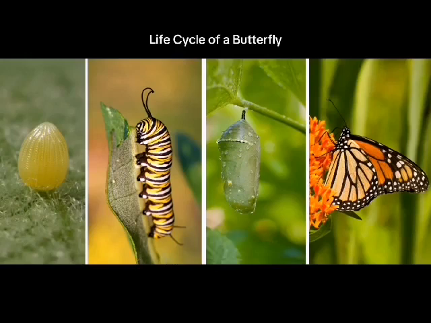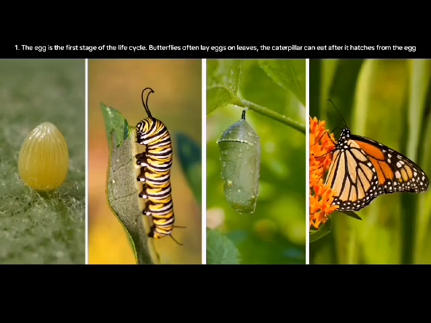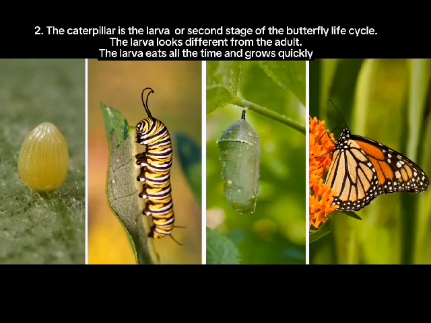Life cycle of a butterfly. The egg is the first stage of the life cycle. Butterflies often lay eggs on leaves. The caterpillar can eat after it hatches from the egg. Caterpillar is the larva, the second stage of the butterfly life cycle. The larva looks different from the adult. The larva eats all the time and grows quickly.